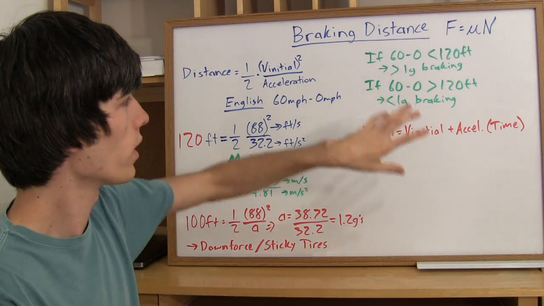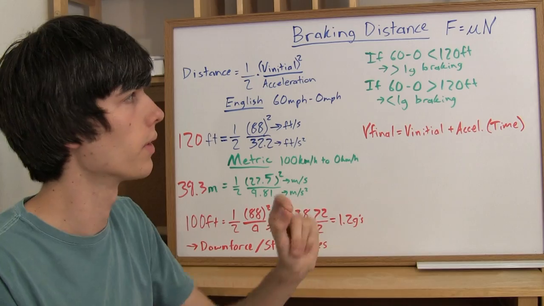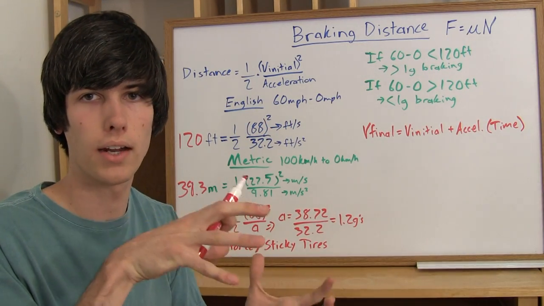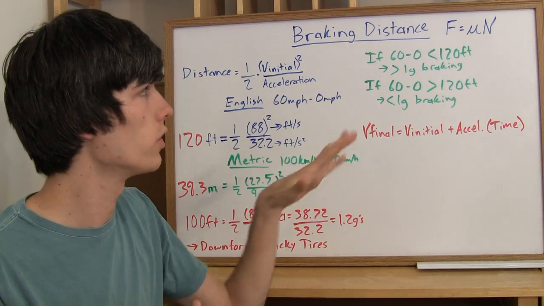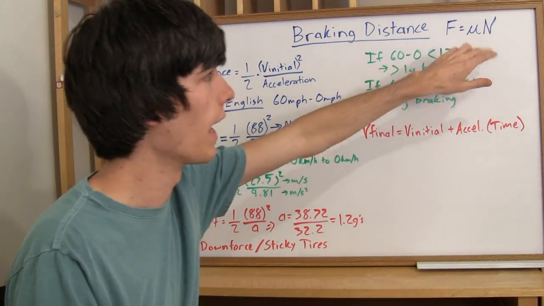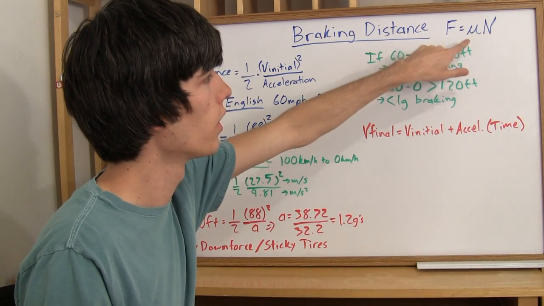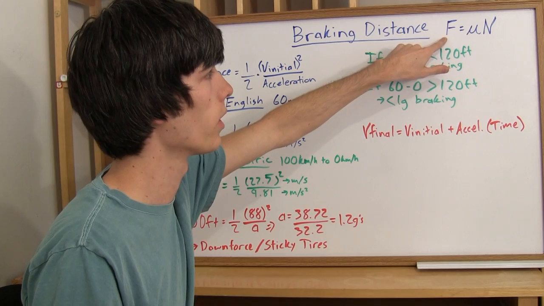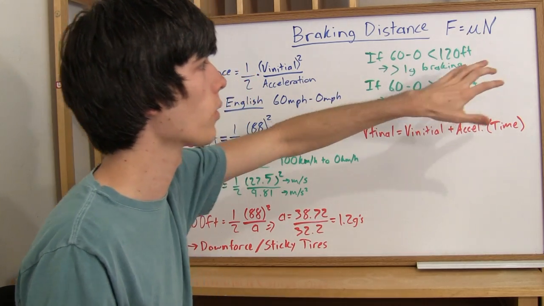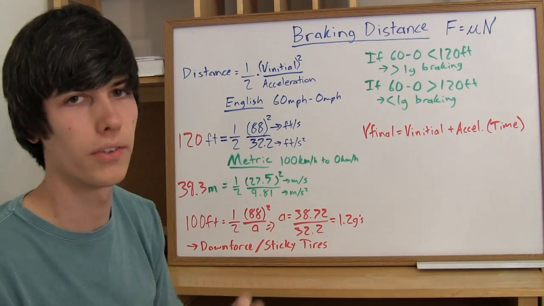Now, what governs this? It's all governed by the force that your tires can apply to the ground, and that force is equal to mu, the frictional coefficient between the tires and the ground, generally around 1, times N, the weight of the car. If you increase the weight of your car, you can apply a greater force, but you have a greater mass to slow down. So you want to increase the downforce on the car, but not increase the weight of the car.